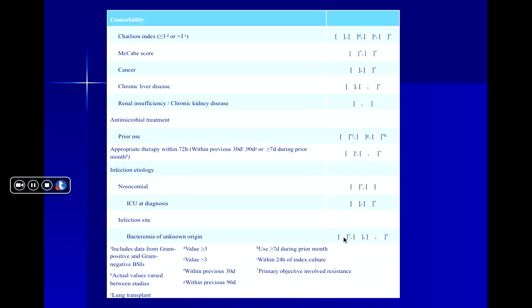This is another example of comorbidities associated with their background, including different antimicrobial uses, chronic diseases that the patient might have.